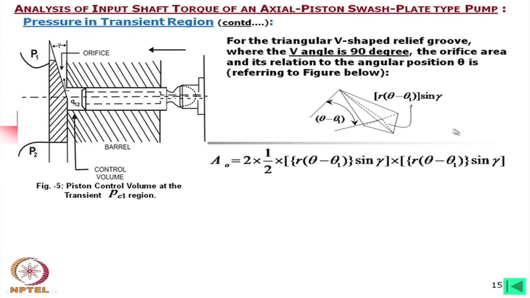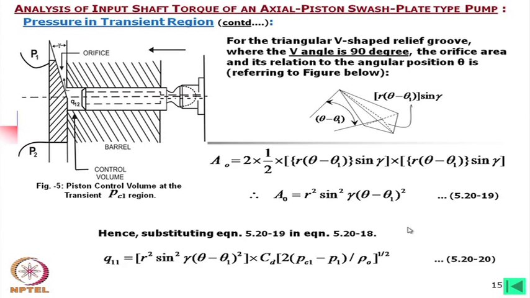I mentioned earlier that this is not the surface area; this is the barrel on the plane of this triangle. So, definitely oil from the barrel is going out or going in through this passage. Orifice area means we have to calculate this when it is on the silencing groove, and only in that zone will PC1 or PC2 arise. So, we are considering this area which is given by these equations.